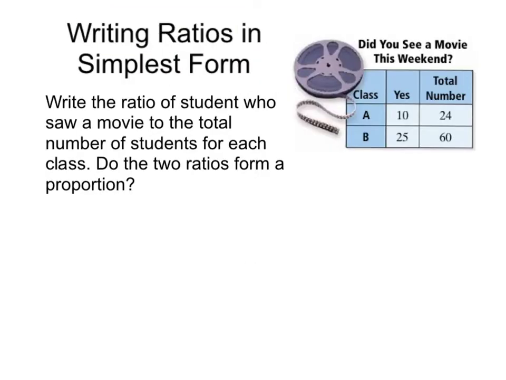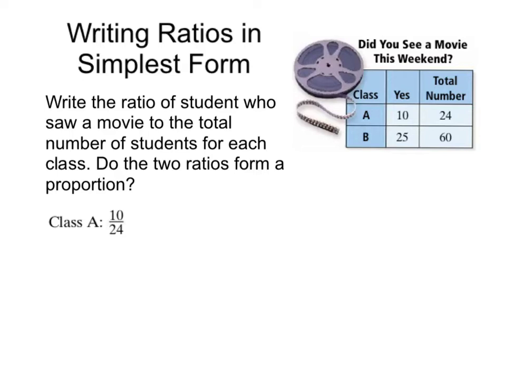Now let's look at writing ratios in their simplest form. Say we want to write the ratio of students who saw a movie to the total number of students for each class. Do the two ratios form a proportion? If we look at the first class, we have 10 students that did go see a movie out of 24. So Class A is 10 out of 24 is our ratio.